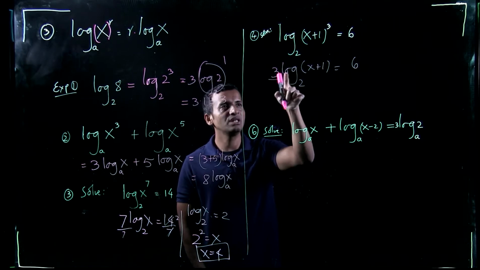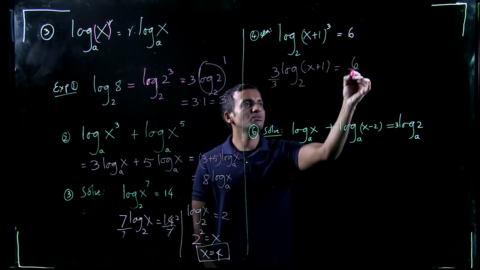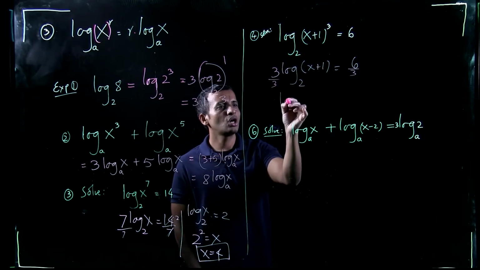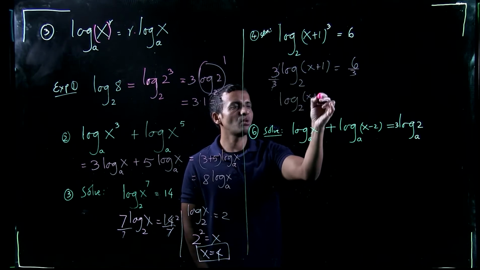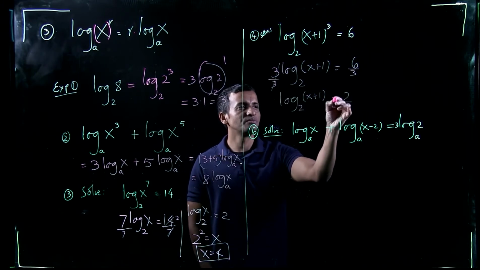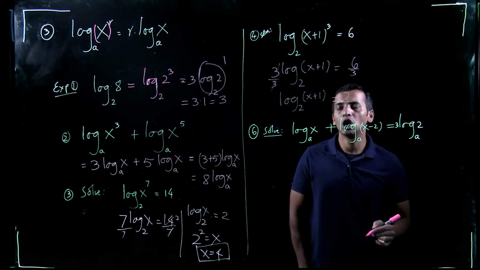So first of all, get rid of the 3, then get rid of the log, and then you will solve for x. Divide by 3, what do you get? You cancel the 3 and 3, and you get log base 2 of (x + 1) equals 2. Make sense? The next thing you want to do is get rid of the log.